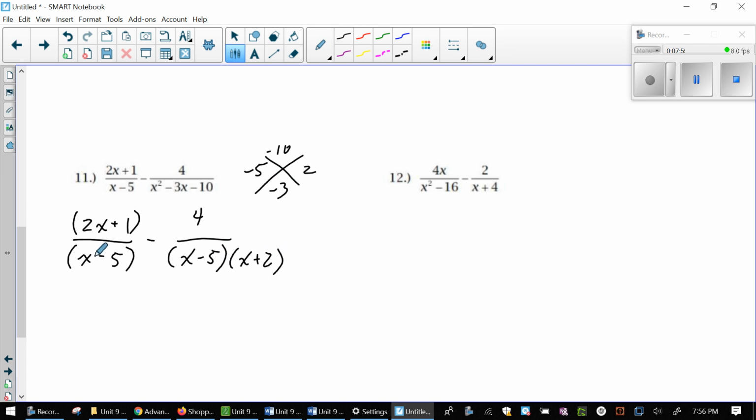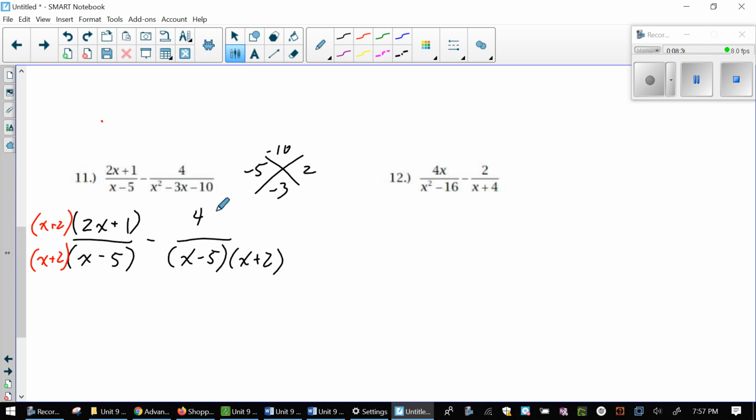All right, this is nice because we already have the x minus 5 over here in this denominator. So that means that we just need to multiply this guy by x plus 2 over x plus 2. There we go. All right, so we don't have to multiply this 4 by anything. But remember, if we do, make sure we distribute that negative sign carefully.